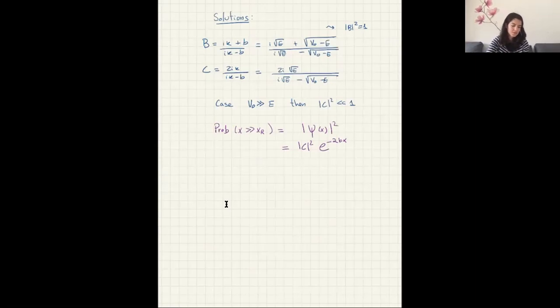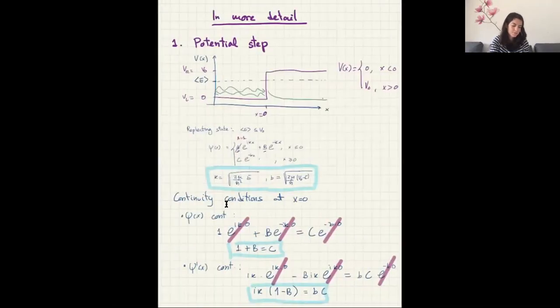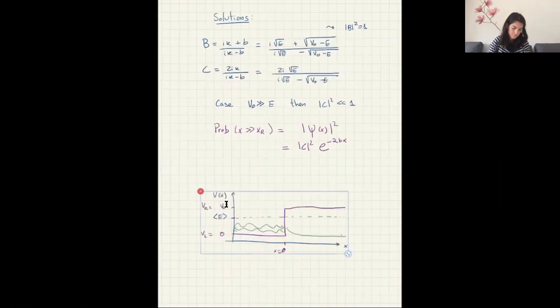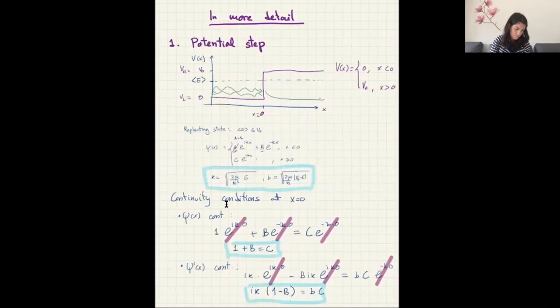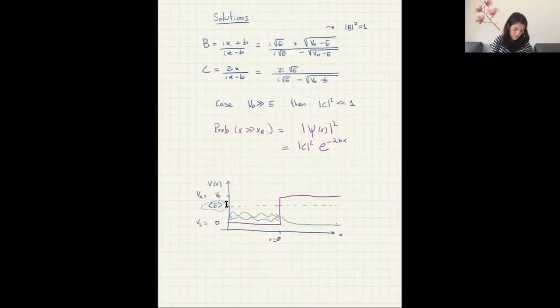Very good. So what was the other case we didn't see? We also want to see now a potential step, but where the average energy is larger. So how do I do this? We just put E here. Okay. So now we know that we have a scattering case. So we know that the solution on the right is also going to be e to the ikx, plus the other term that goes back, right? But now we consider only the term that goes to the right. Okay.